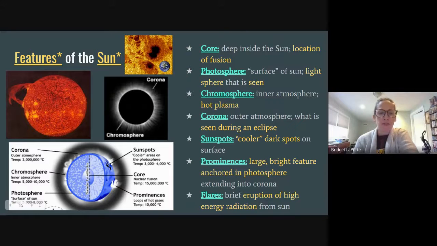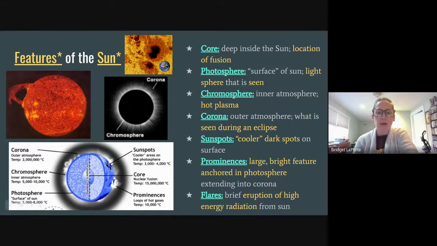Then you have this inner atmosphere called the chromosphere. And you can see the temperature difference between those two is pretty drastic. But what we refer to as the surface of the sun, this bubbling hot plasma, that's the photosphere. That is what we tend to be able to see. You'll notice on that photosphere there are these darker spots called sunspots, and they tend to be slightly cooler, but they are full of radiation and can release large amounts of radiation that can do some crazy things to our Earth's magnetic field, as well as other planets' magnetic fields.